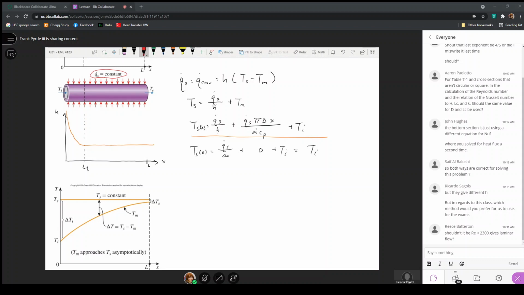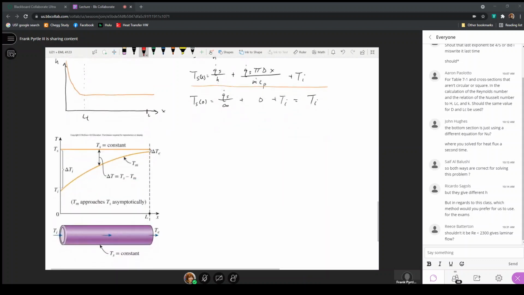But for the constant surface temperature problem, the surface temperature is kept constant rather than the flux being kept constant. If I'm heating, then the fluid temperature is increasing as we move along the length of the pipe, but now it has a limit. The highest temperature that the fluid could ever become would be the surface temperature on the inside of that pipe. That's the highest it could ever become.